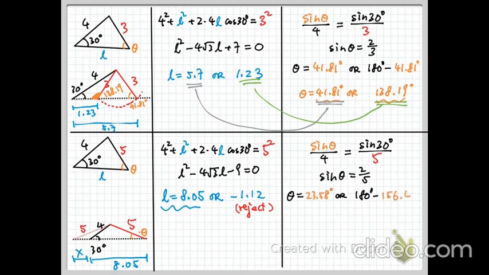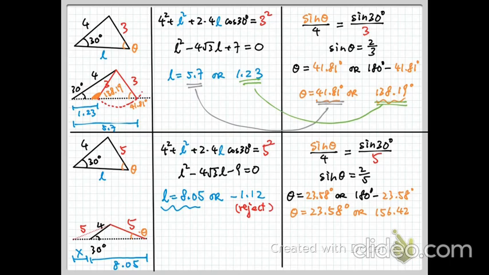So let's do that again for sine theta. We have sine theta divided by 4, the bottom right corner, is sine 30 divided by 5. So we have sine theta is 2 over 5. From the calculator, the answer is 23.58. But there is also an additional answer, 180 minus 23.58. So 2 answers, all is well.